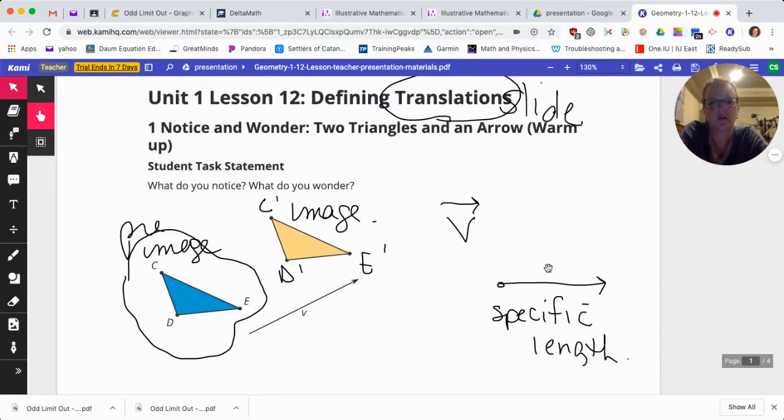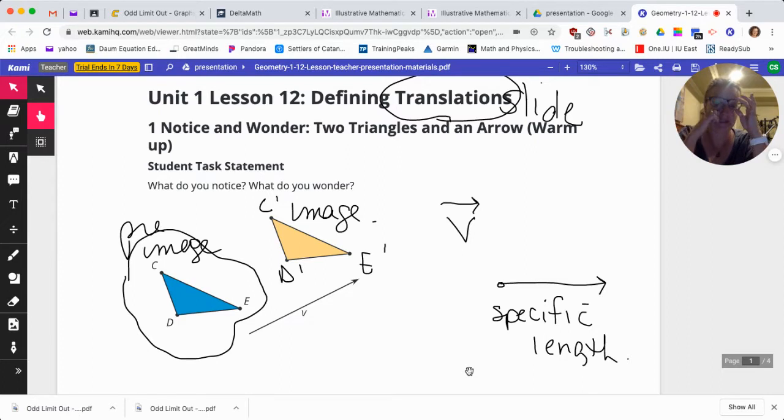The other thing I want you to know is this vector V, from here to there, has a specific length. This is not a willy-nilly ray being drawn. A ray actually goes on forever in the arrowed direction. It starts at an end and it goes forever in the arrowed direction. A vector has a specific length and a direction.